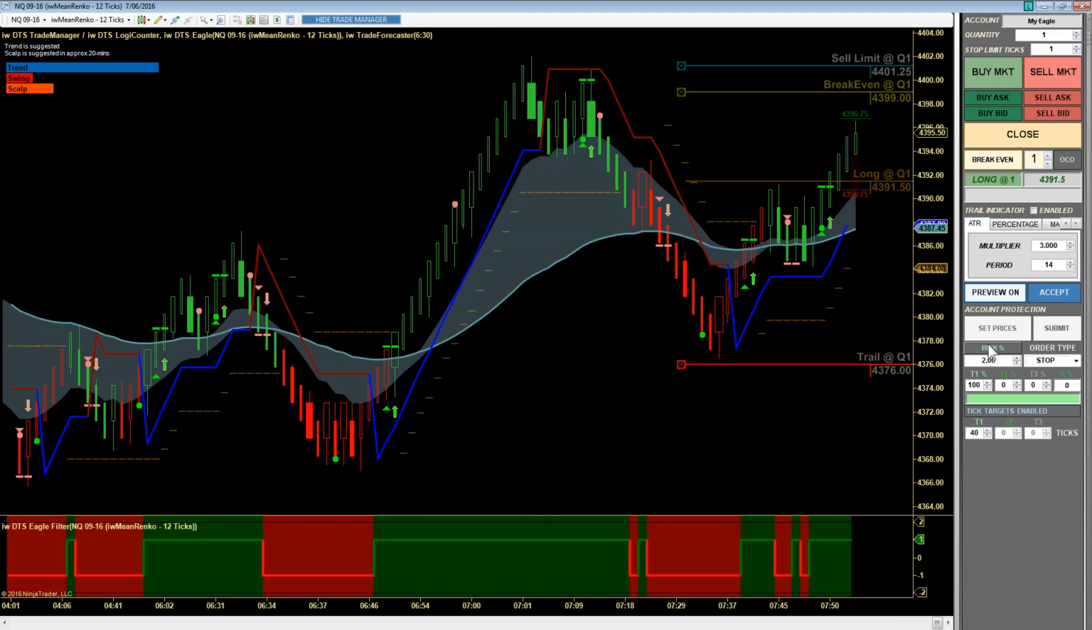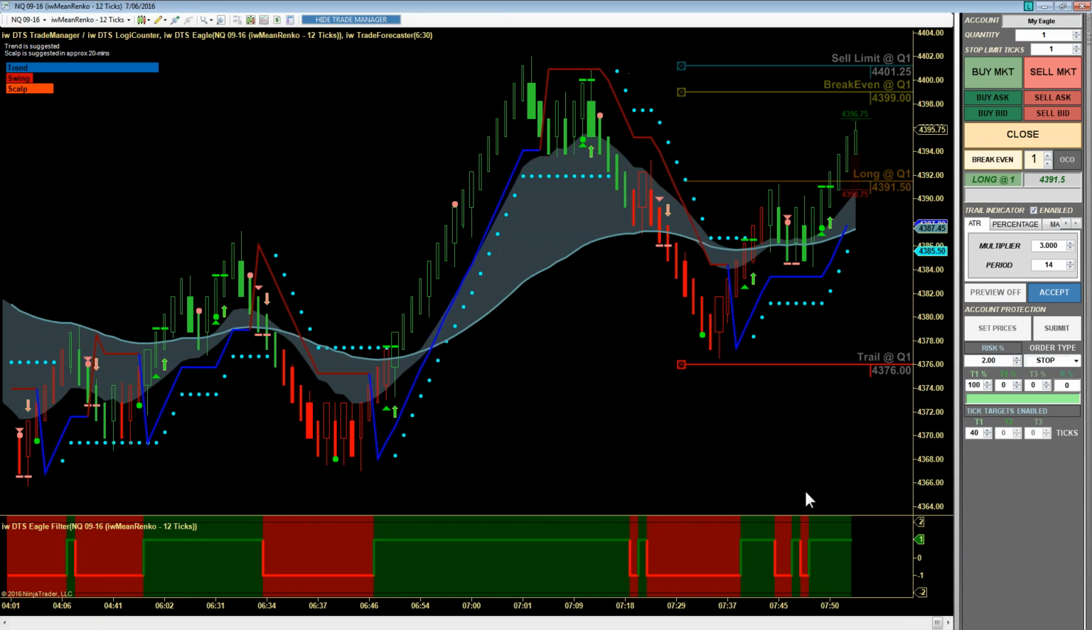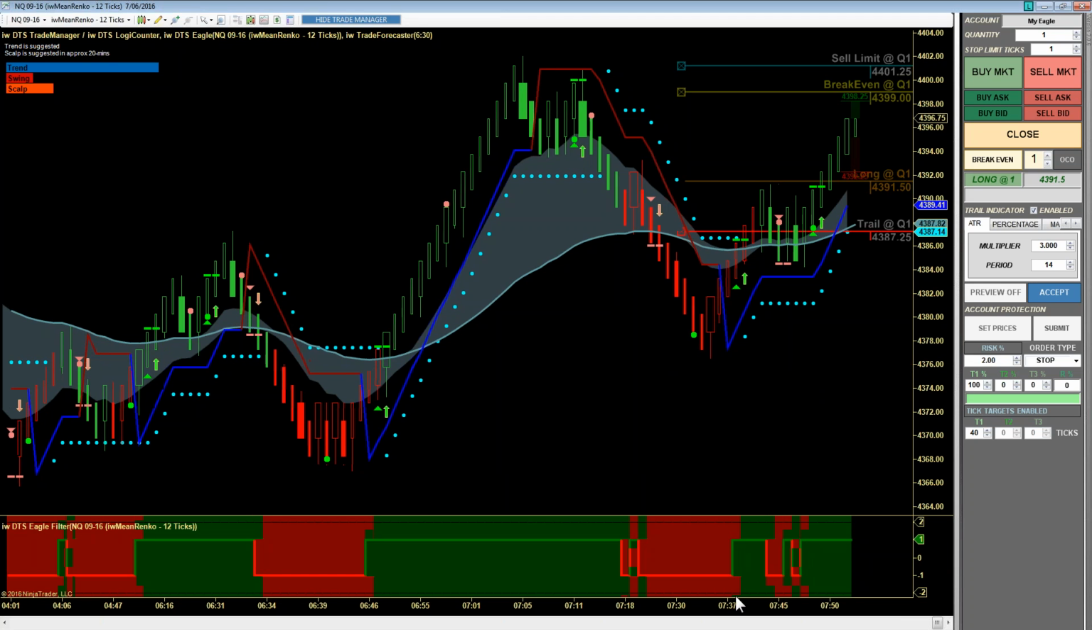What do my ATR stops look like? Yeah, I suppose I can enable those. So you'll see the trade manager when this bar completes, or I can click accept. As soon as the bar completes, it will grab my stop and roll it up. There it goes.